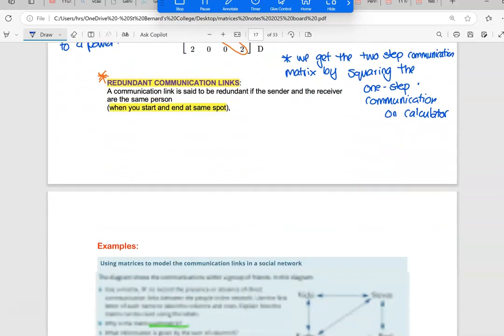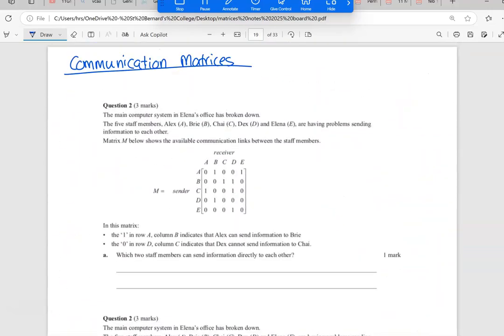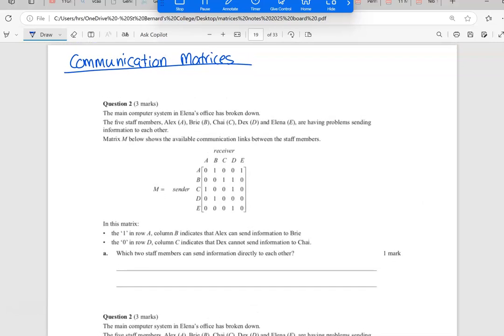In this next lesson, we're going to be looking at some different types of communication matrices, but these are exam questions. They are taken from the Year 12 exam, but you are capable of doing it. You don't need any other theory other than what you've just learned. So let's have a look and go through these together.